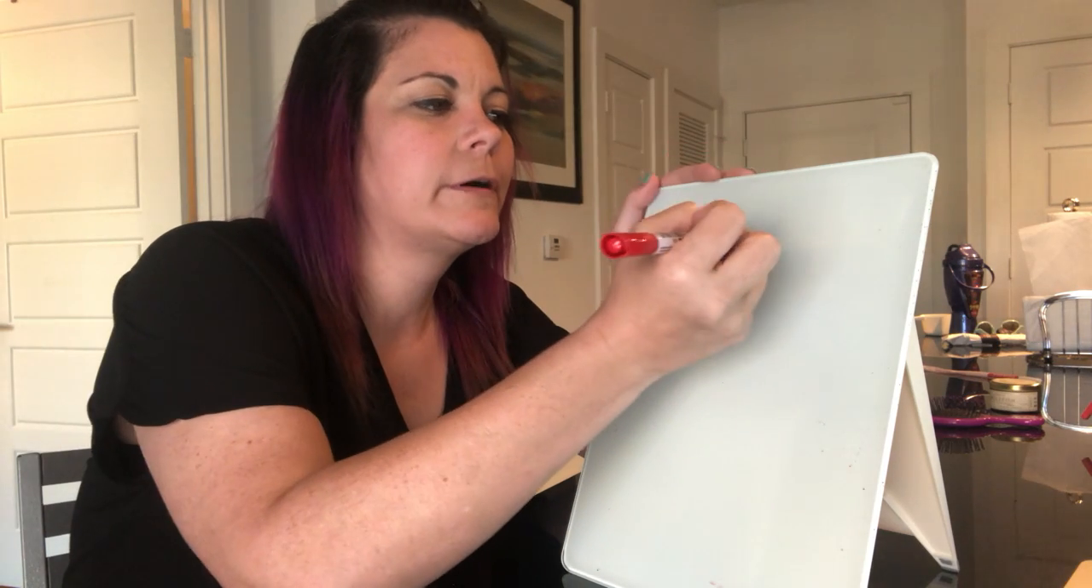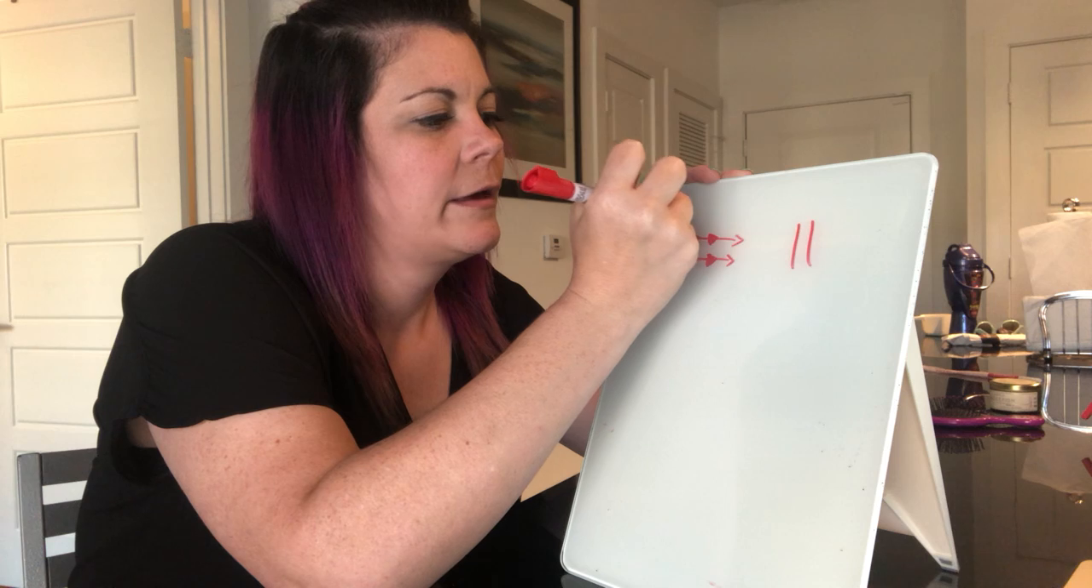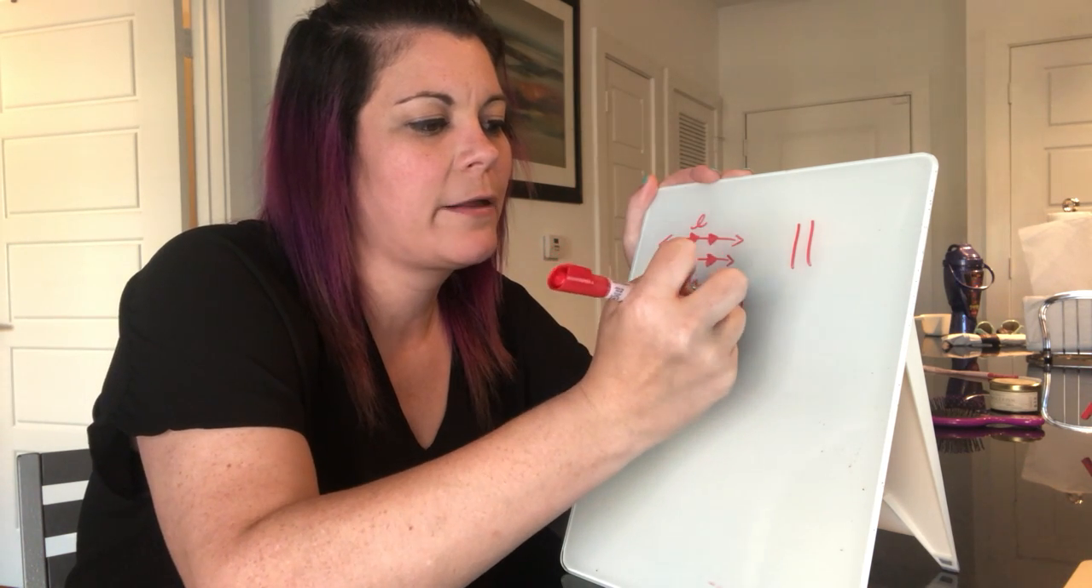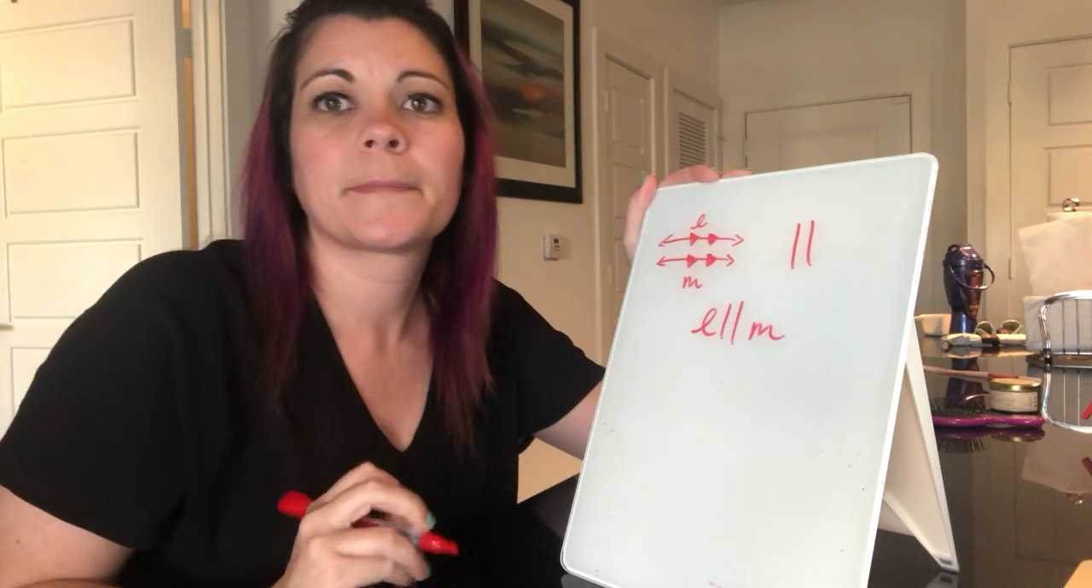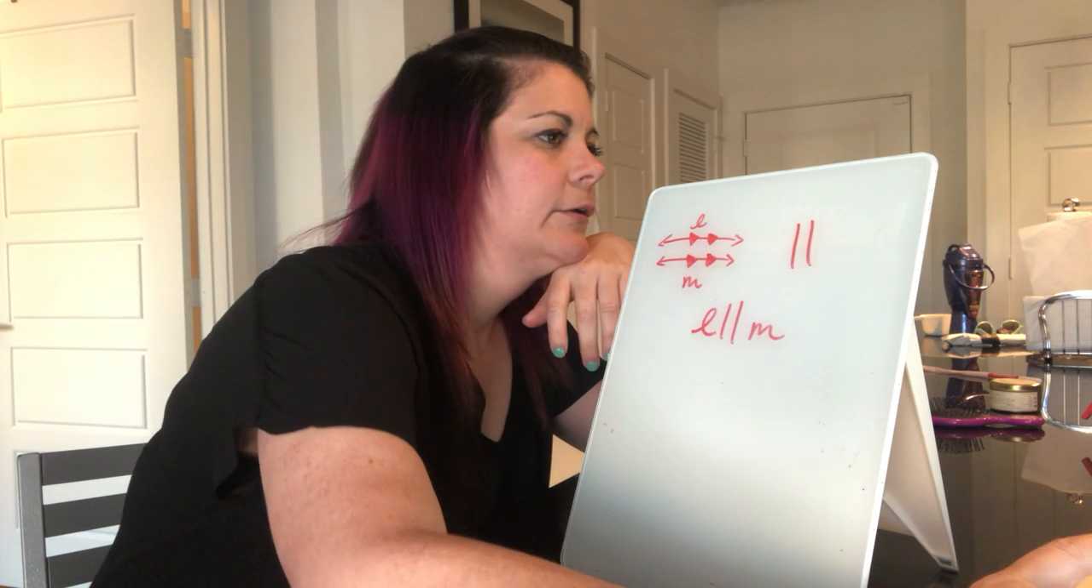The symbol for parallel lines is this. So if this was line L and this was line M, then I would say line L is parallel to line M. Okay, so that's the symbol for parallel.